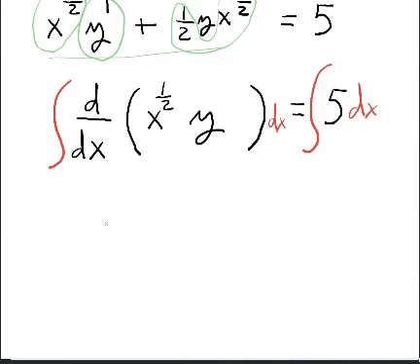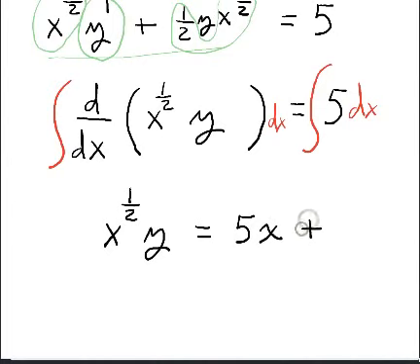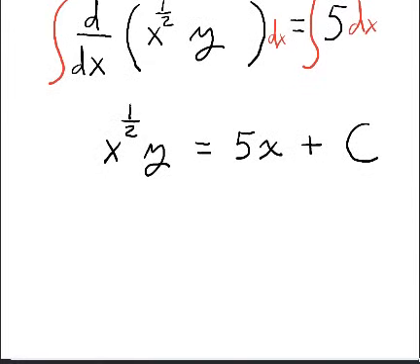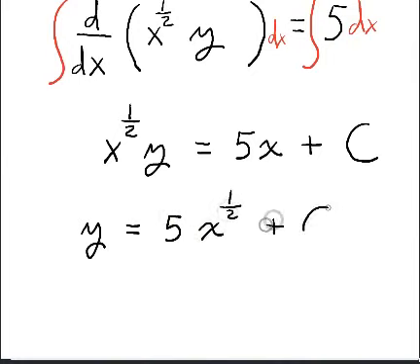So this is x to the 1/2 y, and this is equal to 5x. Now I have to throw a constant in there, because when you integrate, you get a class of functions. I put all the constants on the right-hand side of the equation. Now when I divide through by x to the 1/2, I get that y has to be equal to 5 x to the 1/2 plus the constant times x to the minus 1/2.